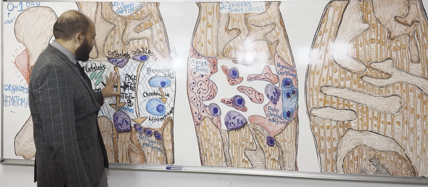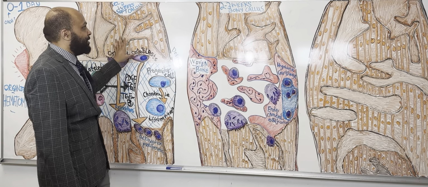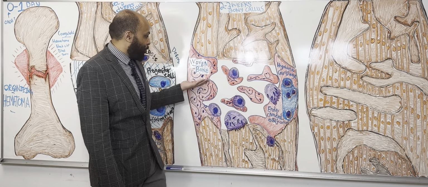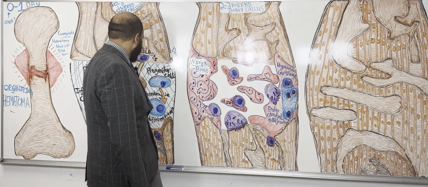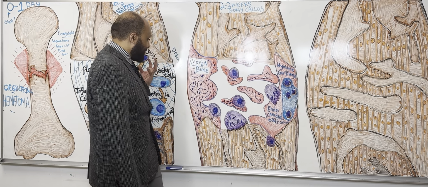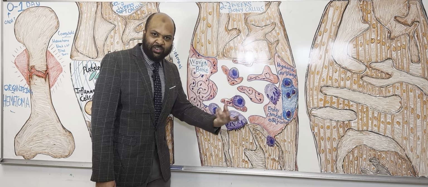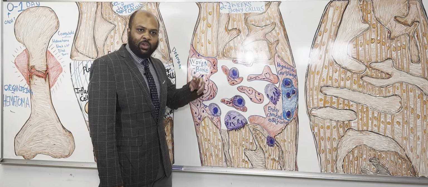So you see, this is the soft callus. Then we move on from soft callus into bony callus, woven bone. So woven bone is really when this soft callus starts to get hardened. You know, when you turn the milk into butter.